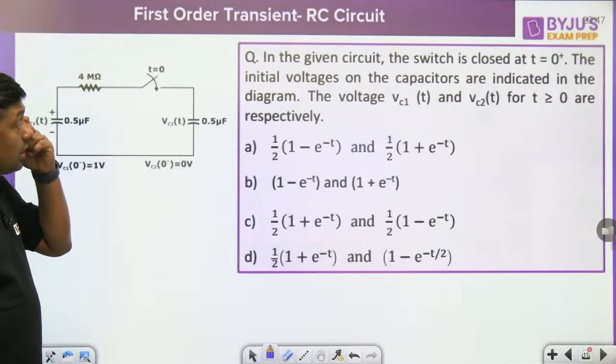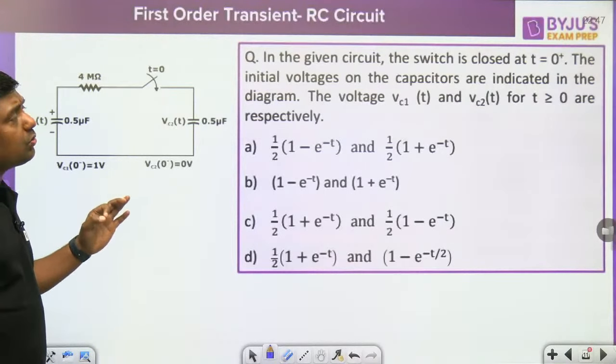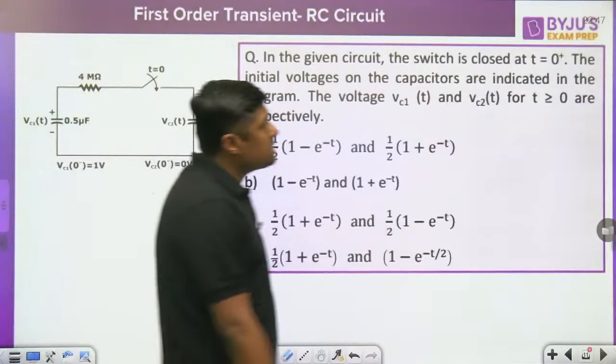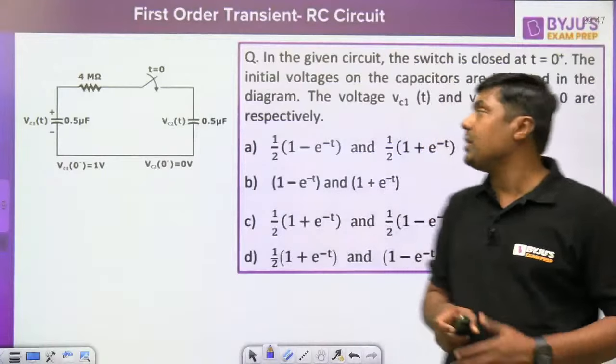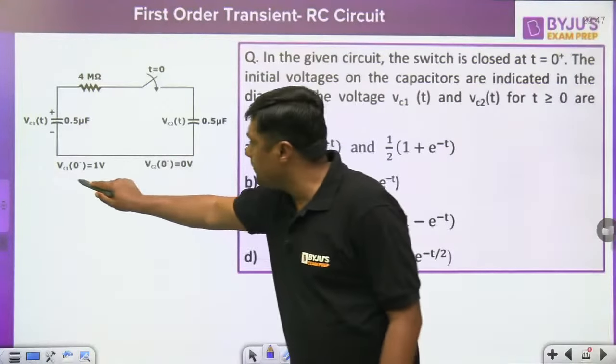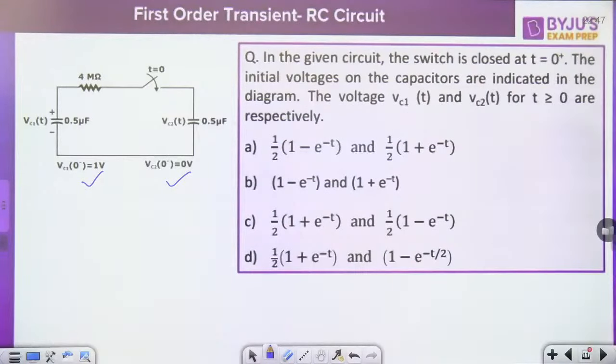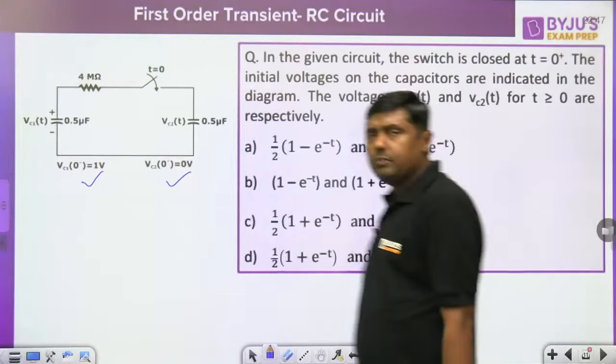General question. In the given circuit, the switch is closed at t equal to 0 plus, right? The initial voltages on the capacitors are indicated in the diagram. That is VC1 and VC2. VC1 is 1 volt. VC2 is 0 volt. The voltages VC1 and VC2 for t greater than or equal to 0 are respectively. What will be the answer?